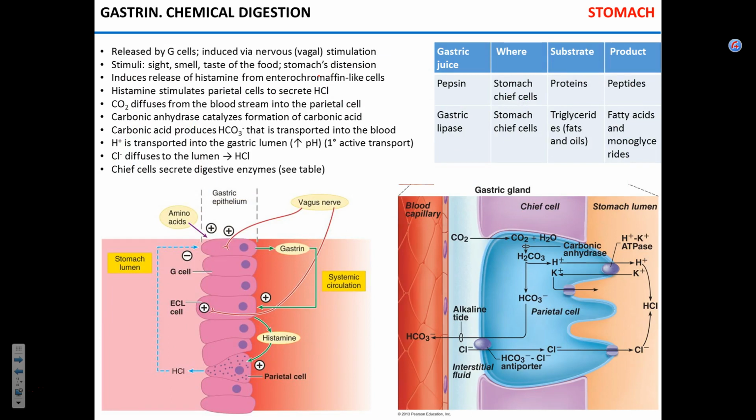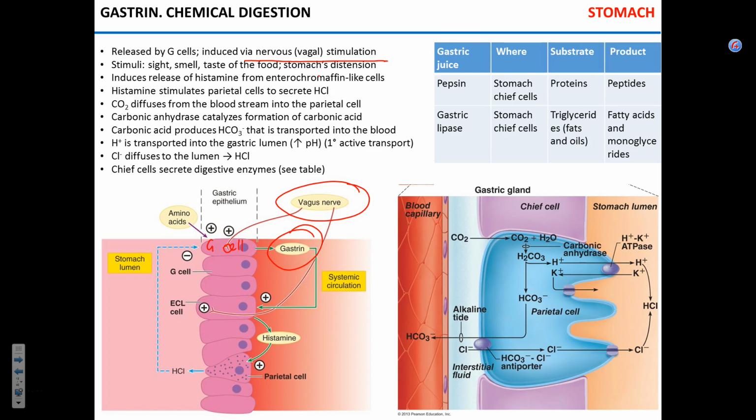Now, chemical digestion in the stomach. So gastrin. This is the sequence that you have to know. Gastrin here is released by the G cells. It is released either in response to local stimuli, or it can be released in response to what we call vagal stimulation. It's called vagovagal reflex.